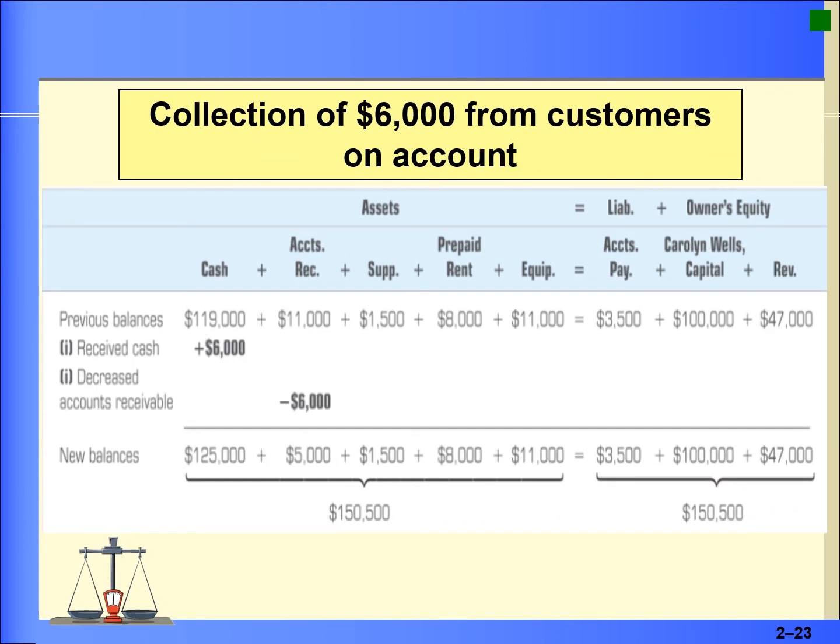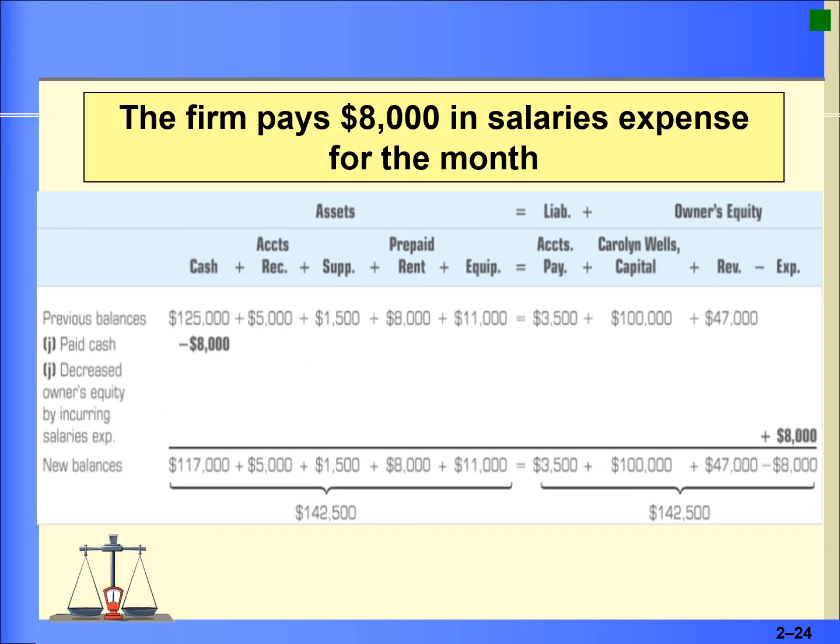Here's an example of collecting from some of your credit customers. It was a $6,000 collection. So you're going to increase cash by 6, decrease accounts receivable by 6, and of course notice how nothing really is affected on either side. In total, you're still in balance. Again, another transaction, this is going to be for an expense. Notice you've got $8,000 in salaries expense. You paid in cash, so you're going to reduce cash by 8. And notice that it's going to increase your expenses by 8. And again, you're still in balance.